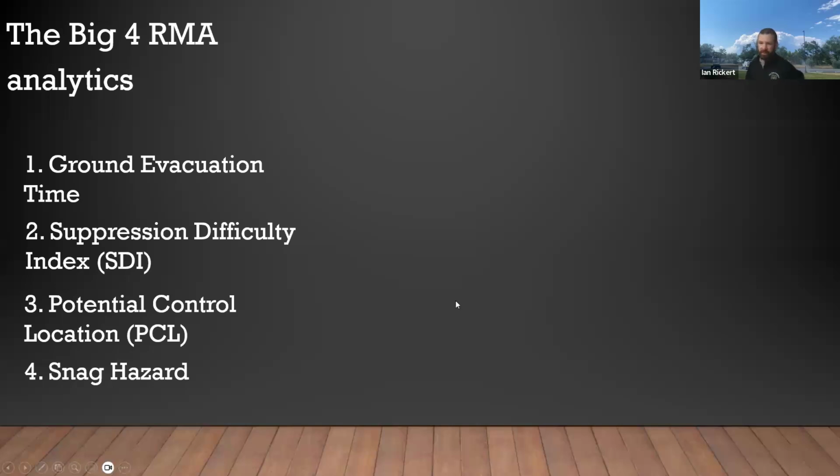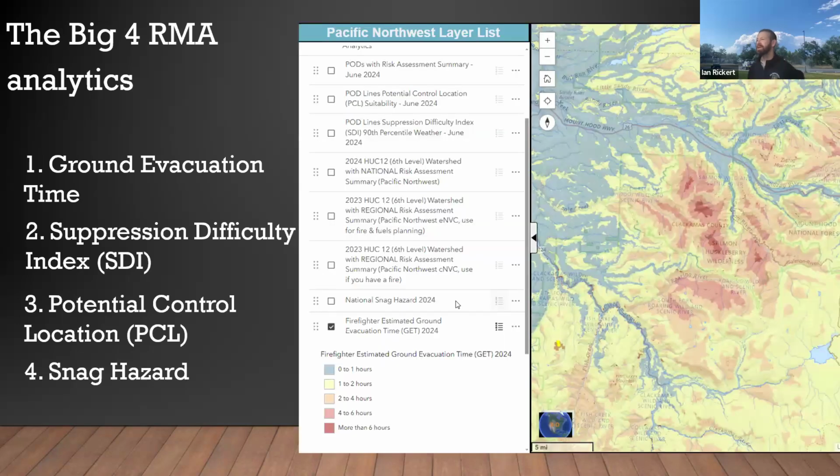Within the RMA dashboard, there's a number of analytics that anybody can use. So I'm going to briefly touch on the big four, if you will. There's definitions and all sorts of additional reading material on these, but I'm going to give you the very, very basic Ian filter on all this. So here's number one, ground evacuation time. When you go to the layer list in the RMA dashboard, you can find this one.